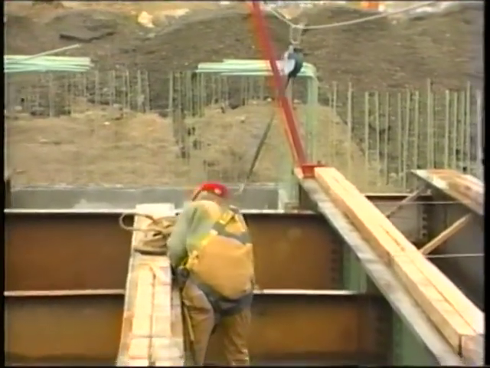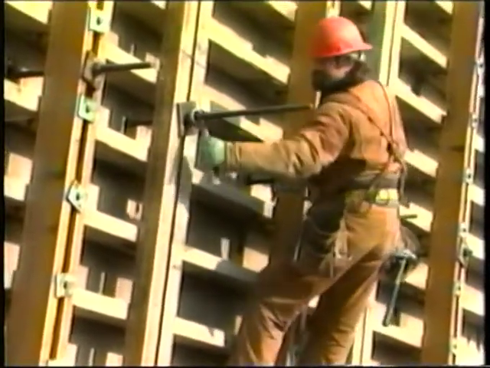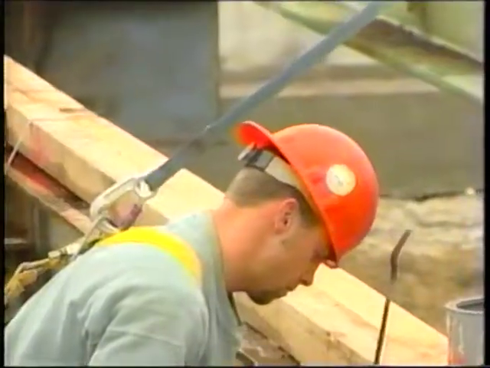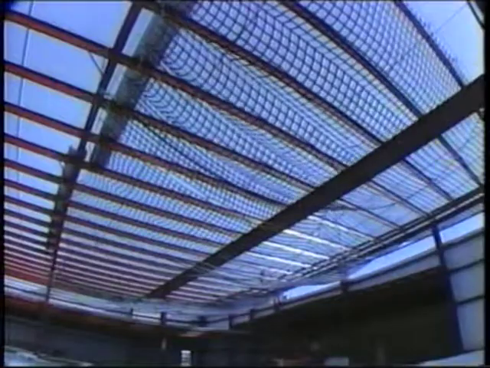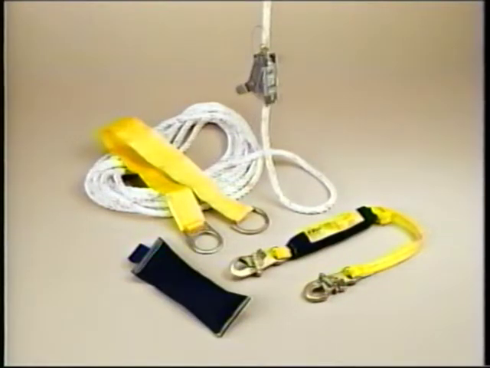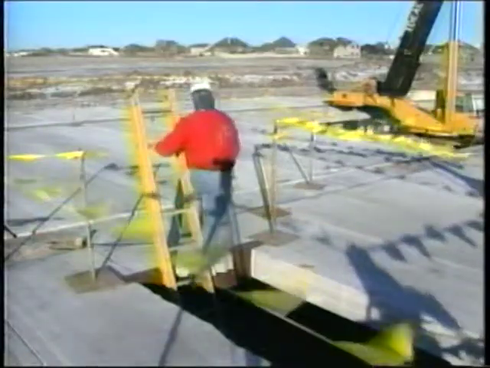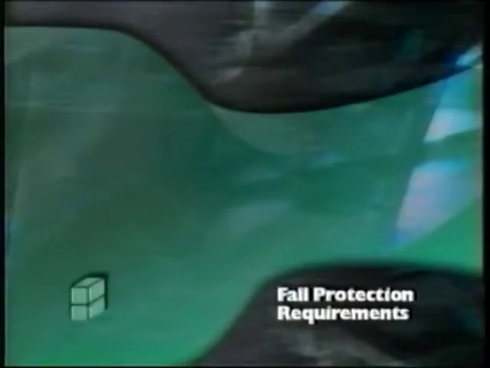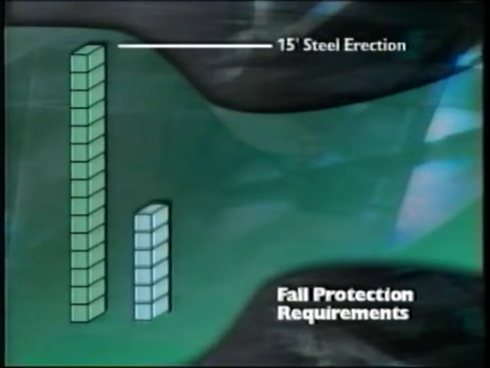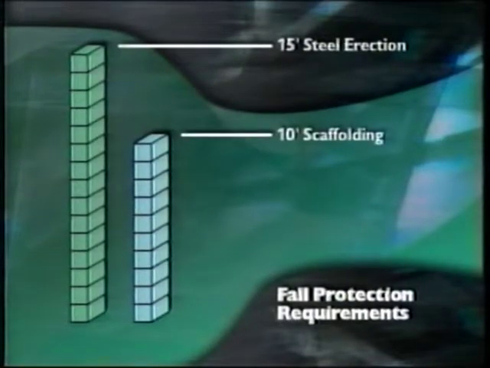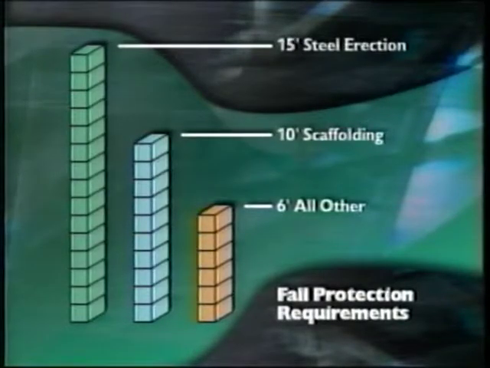In certain situations, fall arrest systems must be used. Fall restraint and fall positioning holds the worker in place. Fall arrest allows the worker to fall only a short distance before breaking the fall. Fall protection systems also include safety nets, positioning devices, warning line systems, controlled access zones, guardrails, and hole covers. For steel erection work, fall protection is required at 15 feet. For scaffolding, fall protection is required at 10 feet. And for all other situations, fall protection is required at 6 feet.